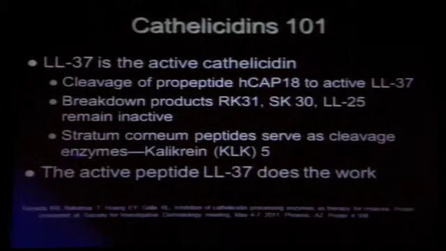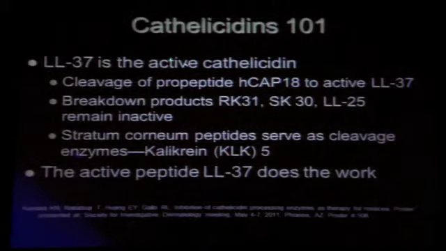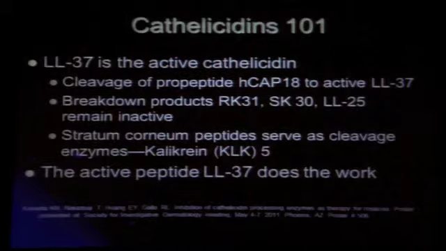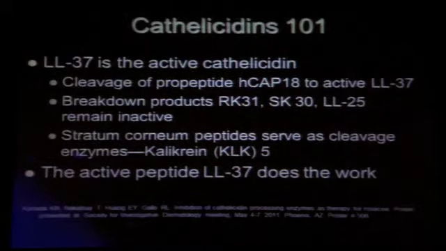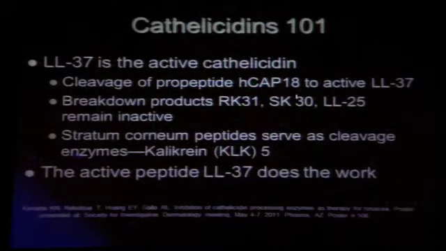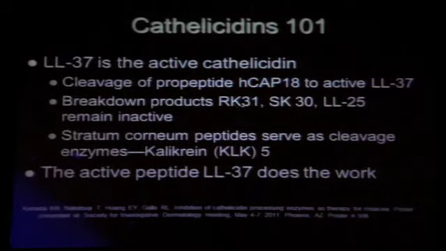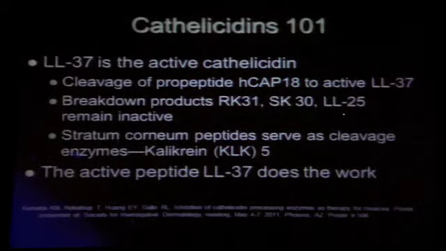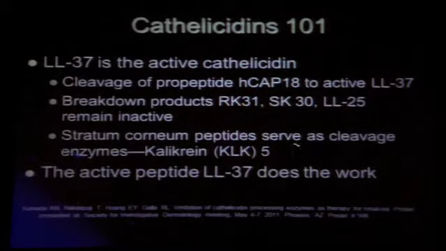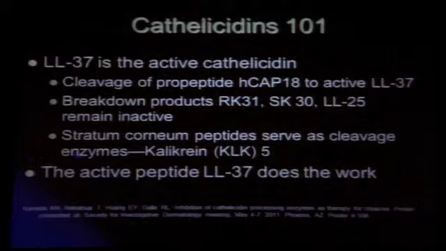Okay. Now, you may hear a lot of different abbreviations. LL37 is the name of the active human cathelicidin. Okay, we stain for LL37 to see its upregulation as well as the population of how much recruitment, for example. It's cleaved from a protein called hCAP18. There are subsets called RK31, SK30, LL25, which are more dormant. And there's a stimulating protein called kallikrein-5, which lives in the stratum corneum.